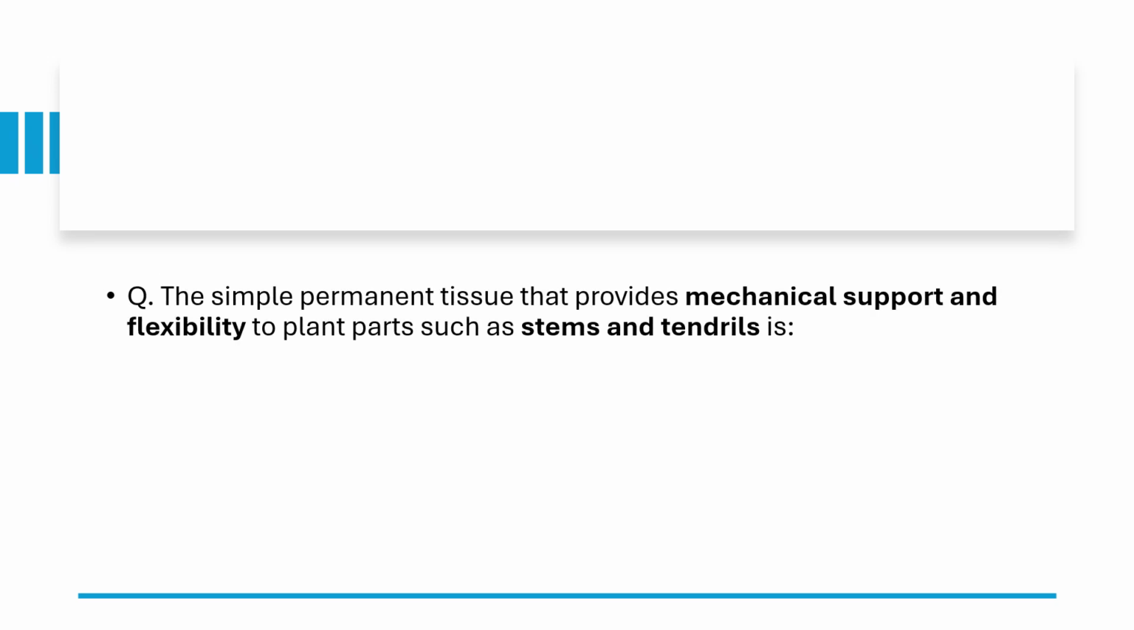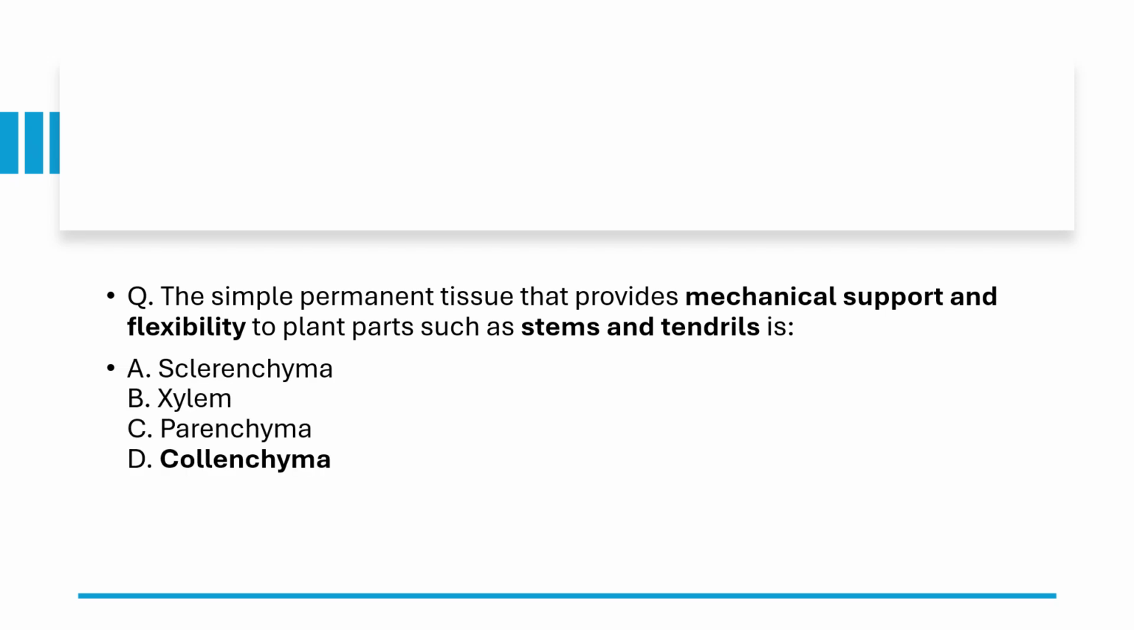A simple permanent tissue that provides mechanical support and flexibility to plant parts such as stems and tendrils is collenchyma.